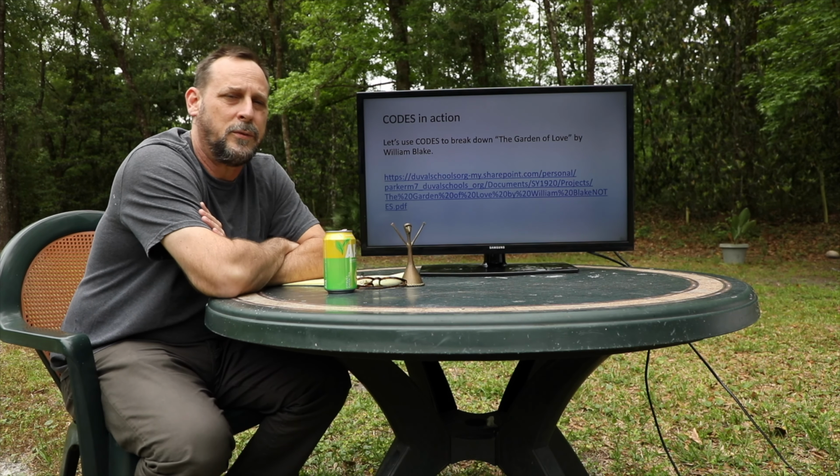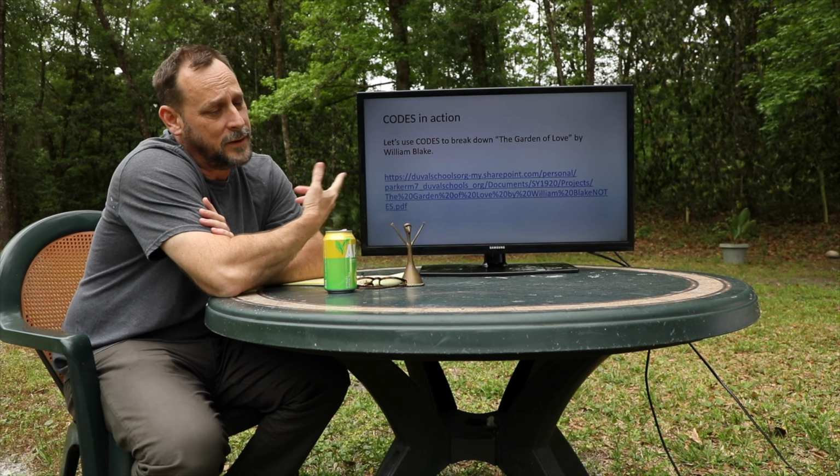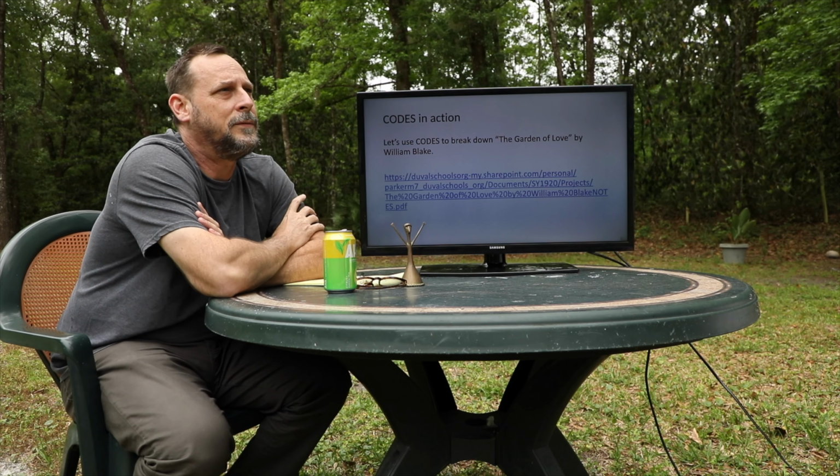Okay, so let's try this real quick with one of my favorite poems or poets, and it's actually one of my favorite poems too. William Blake was a dude from England.